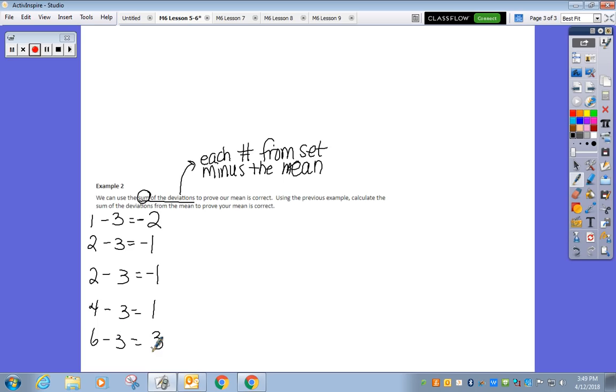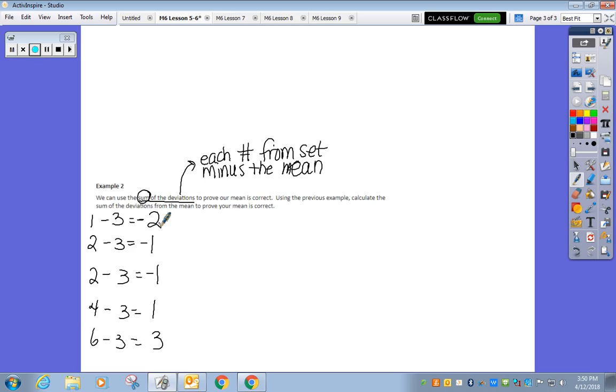Something that's really, really important is if you have a 0 as a data point, you need to do that subtracting. And if you have repeating numbers, you need to do one for each of those numbers. So even though the work is the same for these two, I still have to write both deviations down. So now, since we're looking for the sum of the deviations, that means I'm going to take all of these numbers and add them together.